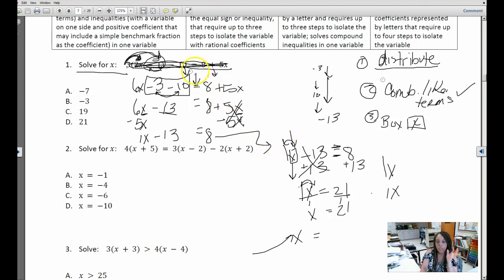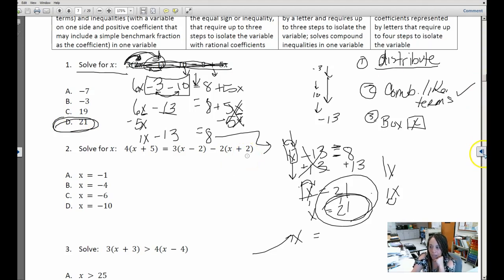I write it in when I do the work because I find that students, maybe like yourself or others, like to write in that 1 because they feel comfortable having a coefficient or a number in front of that variable. So does this match any of our answers? It sure does. Answer choice D. All right, answer choice D. So that was a fairly complicated example, but wait, there's more.